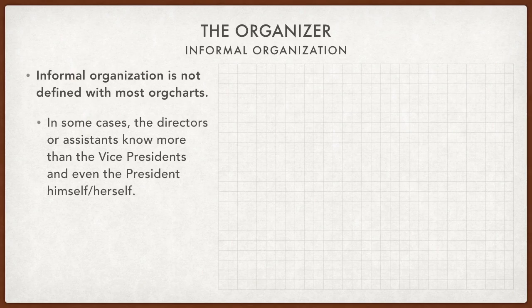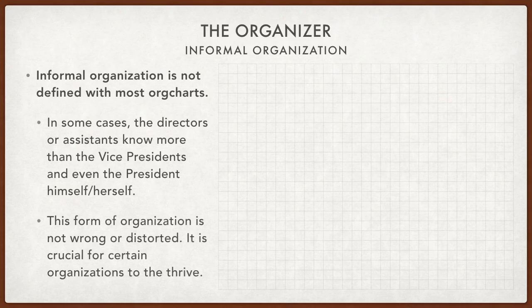In some cases, the directors or assistants know more than the vice president or even the president himself or herself. Think about that for a moment. Sometimes the assistant to the president knows more about what's going on in the organization than the president does. It's amazing when you think about these types of things. This form of organization is not wrong or distorted. It is crucial for certain organizations to thrive.